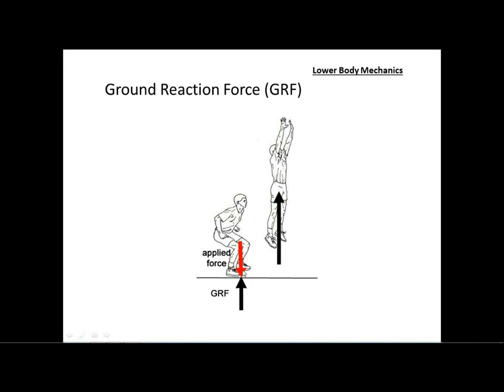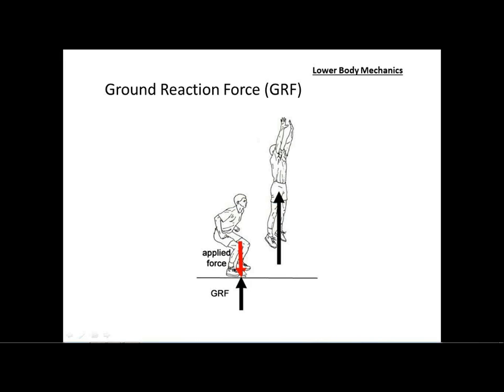So the first thing is to understand applied force and ground reaction. We apply a force into a surface, and the surface responds back with an equal and opposite force. The second thing to understand is that there is a vertical component to force, and that is the force that we call normal or perpendicular to the surface of anything that we're standing on.